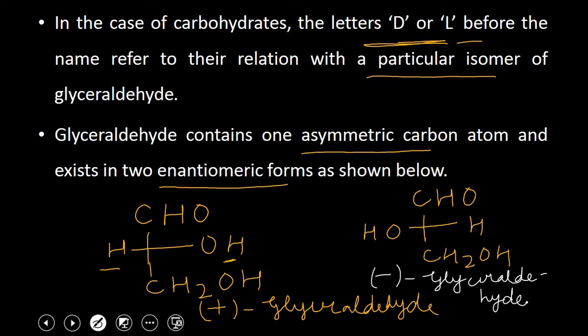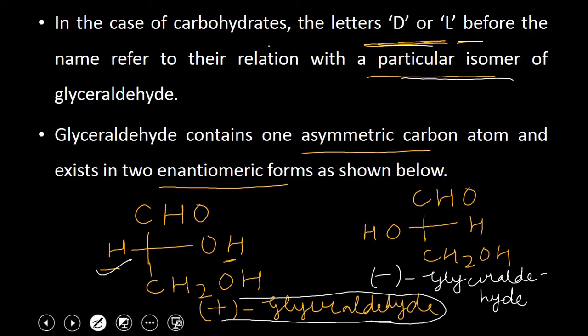I would like to mention this point once again. I told you that in the case of carbohydrates, the letter D or L before their name refers to their relation with a particular isomer of glyceraldehyde. We have seen 2 isomers of glyceraldehyde. One is plus glyceraldehyde, which has CHO, then H attached on the left side of the second carbon atom and OH on the right side. And in minus glyceraldehyde, the positions of OH and H are simply interchanged.